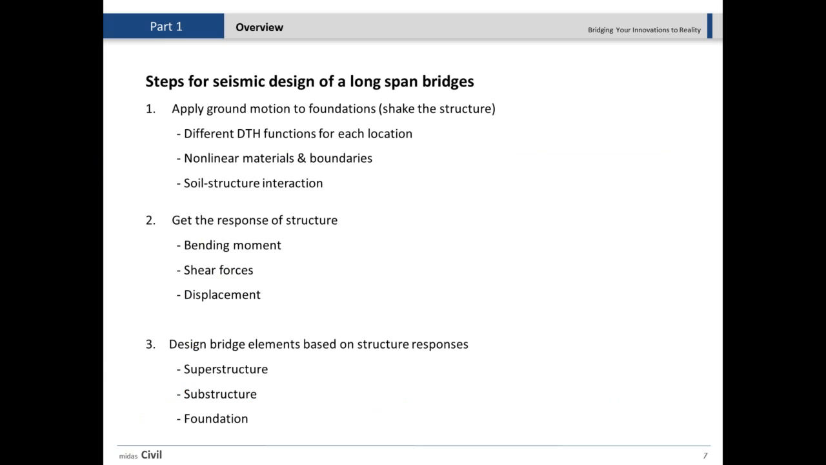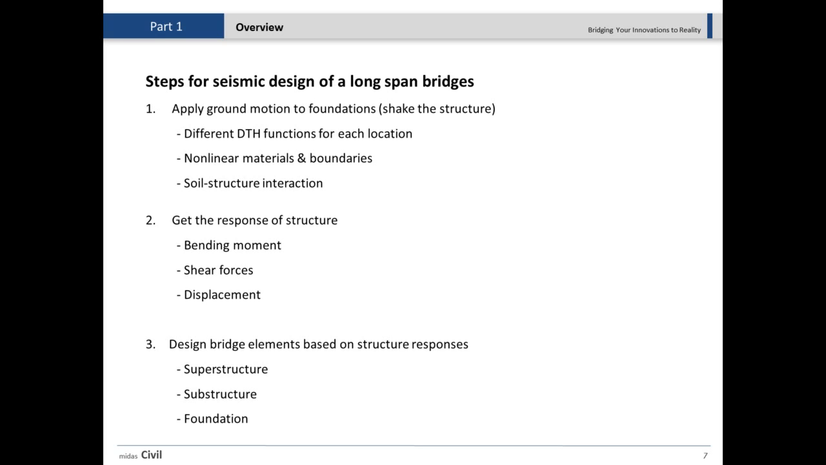So let's just summarize it and show you the steps for the seismic design of the long span bridge. For the seismic design, as I said, we need two parts. One will be checking the capacity of the structure. One is to see what's the demand on the structure. Once again, displacement time history is run to find the demand on the structure.